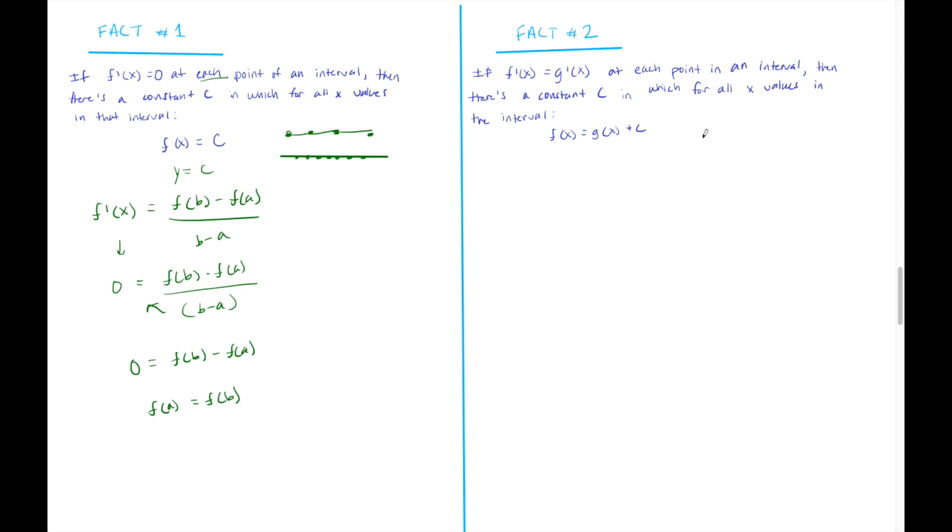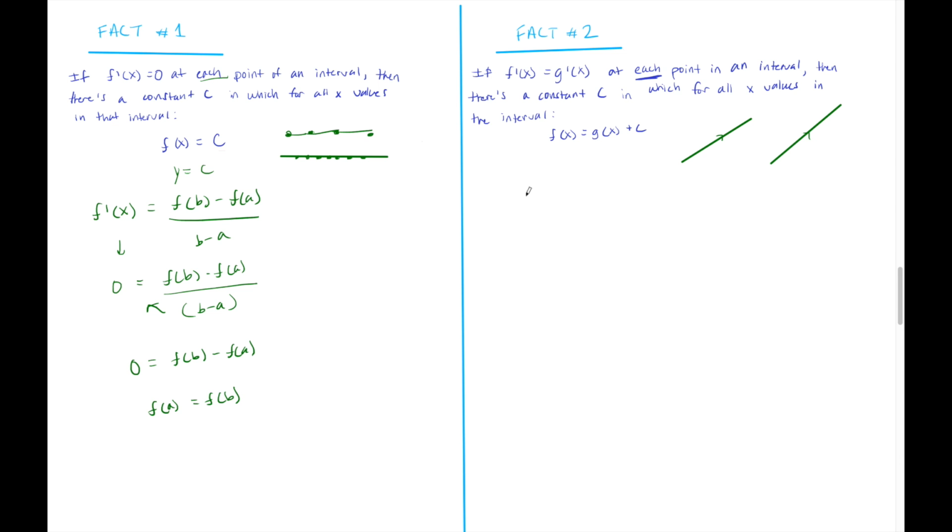So fact number 2 builds on the idea of fact number 1. It says that if f prime of x equals g prime of x at each point in an interval, then there's a constant c such that for all x values in the interval, f of x equals g of x plus c, which probably makes obvious sense to you: if we have 2 functions with the same slope, or the same derivative, at every single point, that means they are parallel to each other.